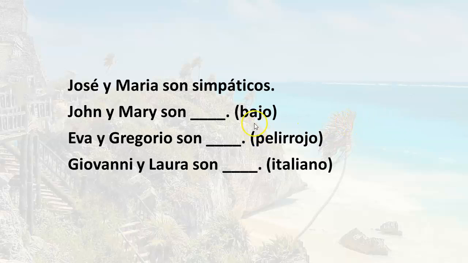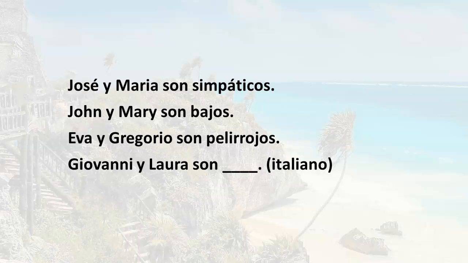Bajo means short. If I want to say John and Mary are short in Spanish, then I would say John y Mary son bajos. Eva y Gregorio. Eva and Gregorio are red-headed. Pelirrojo means red-headed, so I would use the masculine plural form for this. Eva y Gregorio son pelirrojos. Giovanni y Laura son, they are Italian, italianos. Giovanni y Laura son italianos.